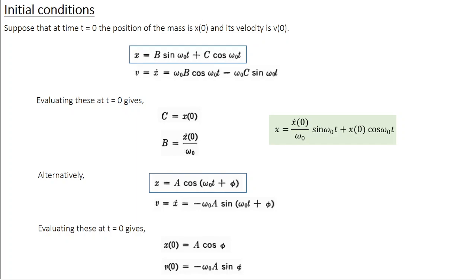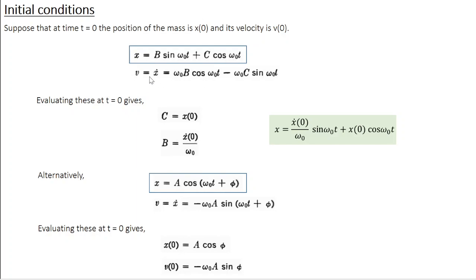How do we do that? Let's see. So start with the general solution, x equal to B sin omega naught t plus C cos omega naught t. If this is the displacement, velocity is given by dx by dt or x dot. This is equal to, the derivative of sin omega naught t is omega naught cos omega naught t, and the derivative of cos omega naught t is minus omega naught sin omega naught t. So this is the expression for velocity.